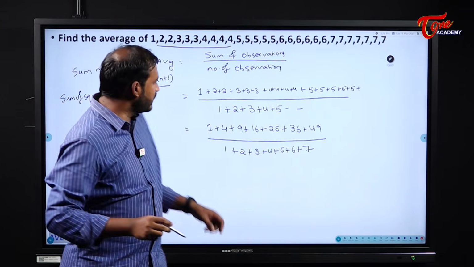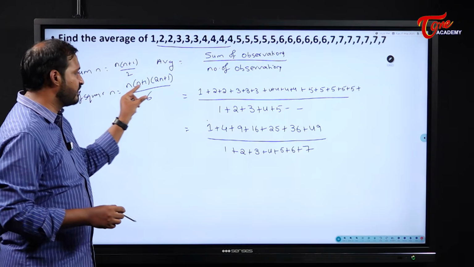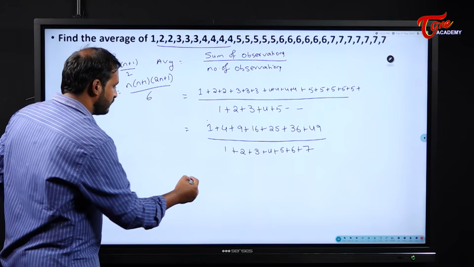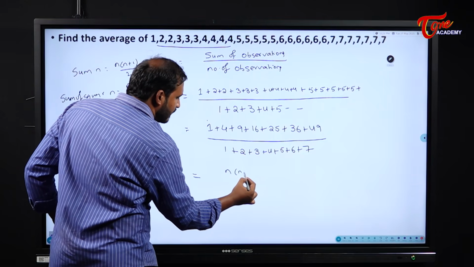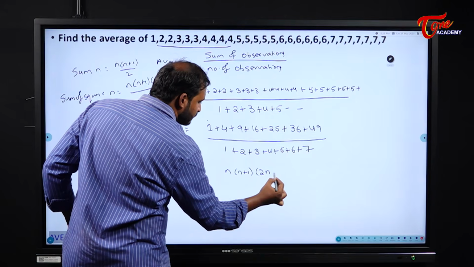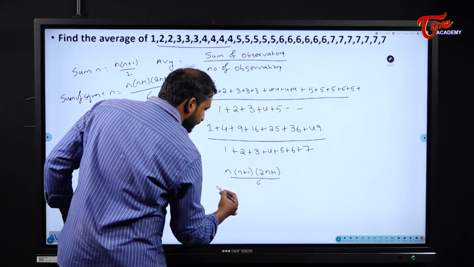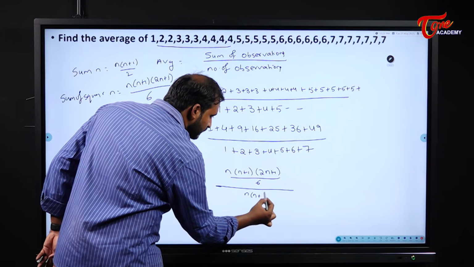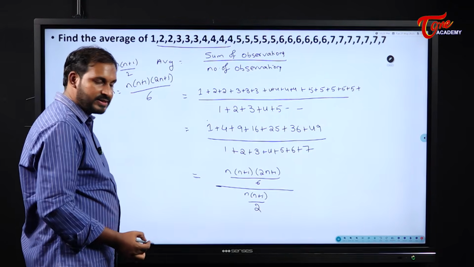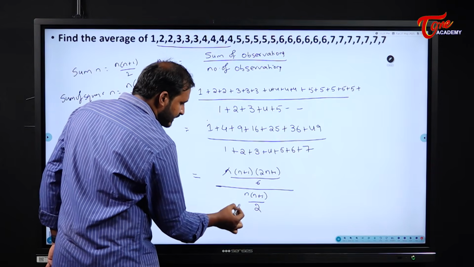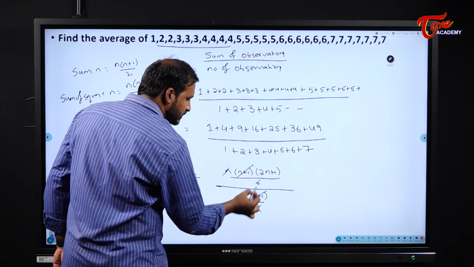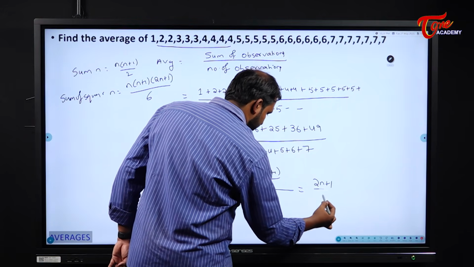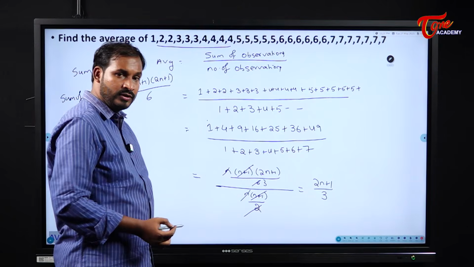Now see here, what is the first numerator? Those are the squares of numbers. Okay, these numbers we will put aside. We will try to write a formula for this. So what it becomes? n into n plus 1 into 2n plus 1 by 6 by, when it comes to sum of n natural numbers, n into n plus 1 by 2. Now please see here, n will get cancelled, n plus 1 will get cancelled, 2 ones, 2 threes. So what is the answer you will have here? 2n plus 1 by 3.